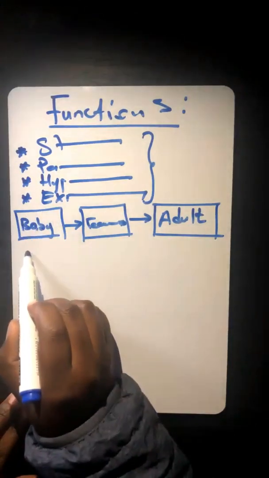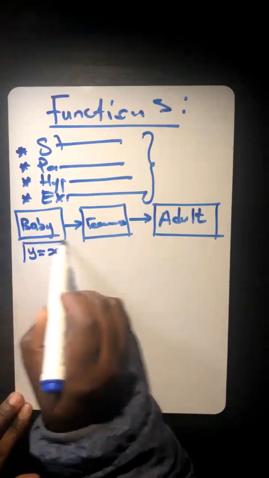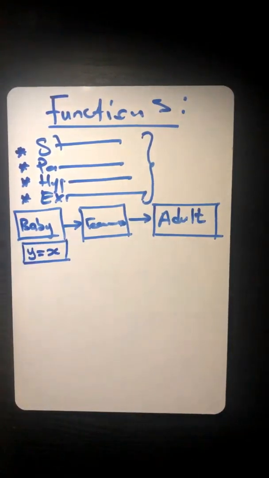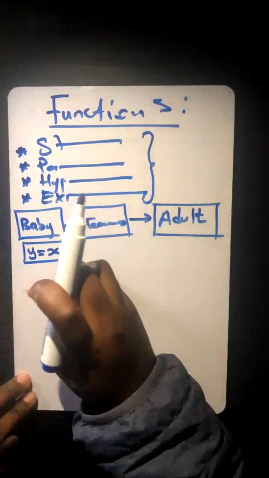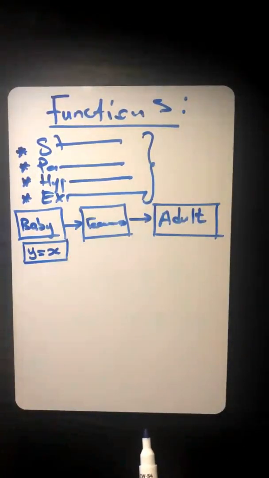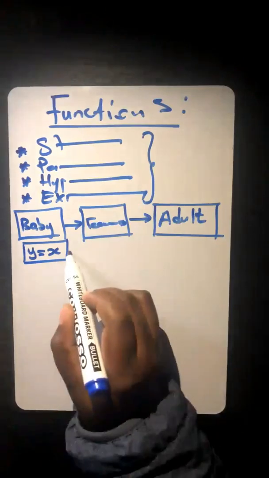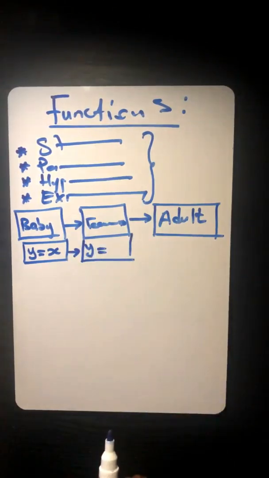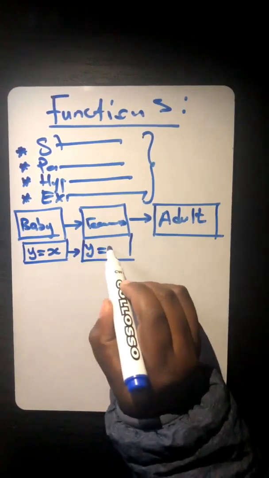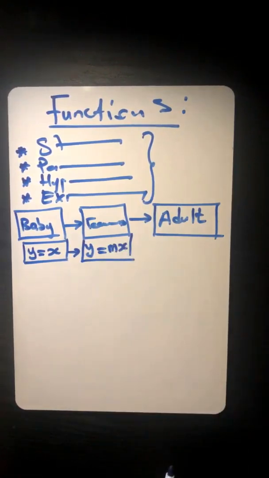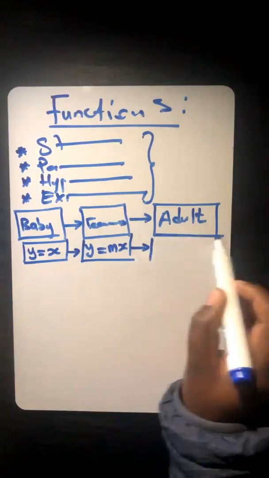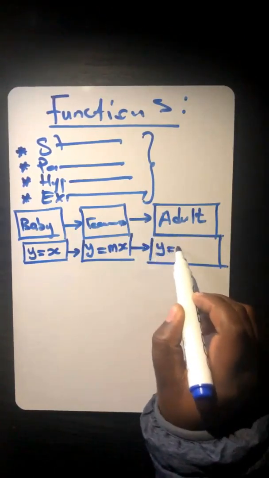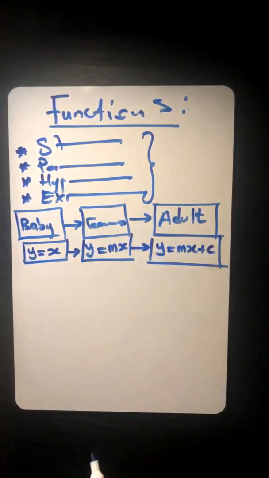We said for a straight line, it started as just y equals x. Let me check if Mr. Sibanda is here because I want to imitate him. It seems like he's not here. If it was Mr. Sibanda, he was going to tell you with confidence that y equals x. Good people, it grows from there to become y equals mx. It doesn't end there, it grows to become y equals mx plus c.